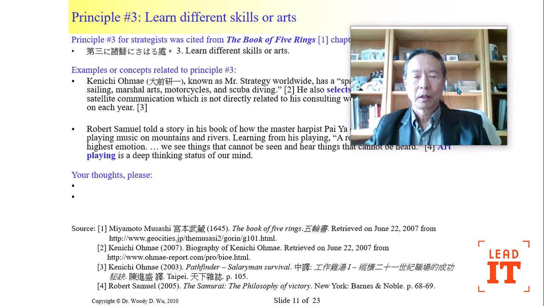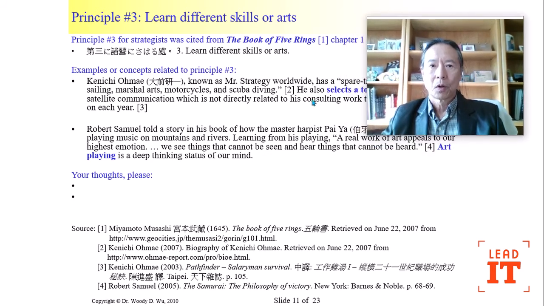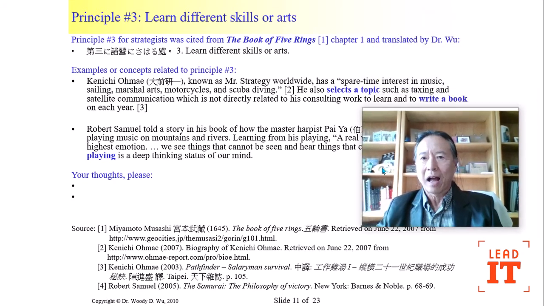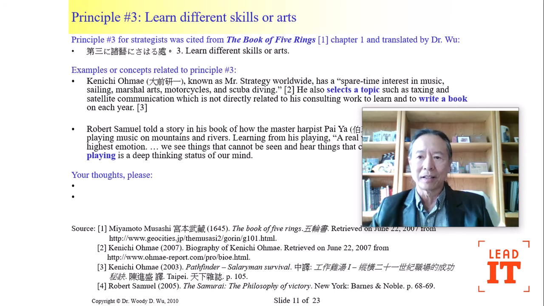Number three, learn different skills or arts. Kenichi Ohmae has different hobbies in his spare time, interest in music, sailing, martial arts, motorcycles, and scuba diving. He also selects a topic such as texting and satellite communication, which he is not familiar with or is not in his area, but he studies each year a totally different topic and writes a book.